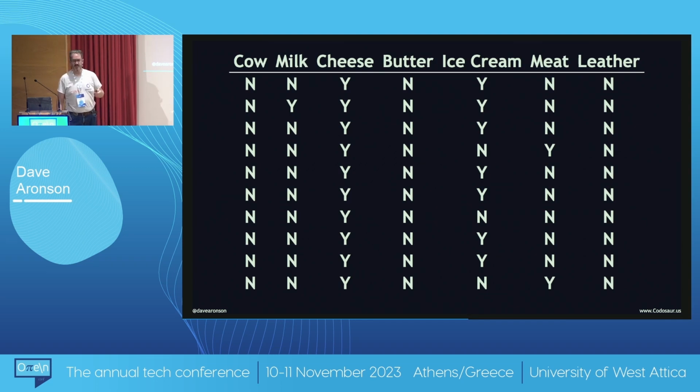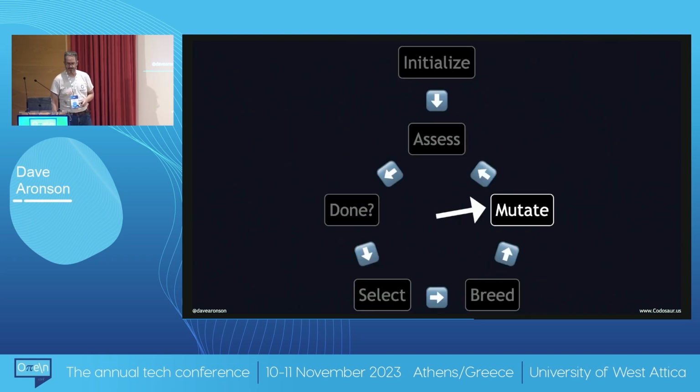None of these loads include a cow or butter or leather, and they all include cheese. That's because both of our two breeders were like that. If we were to just continue breeding the best of these generations, we wouldn't ever see any loads including a cow, butter, leather, or no cheese. But we fix that in the next step, which is to mutate them.